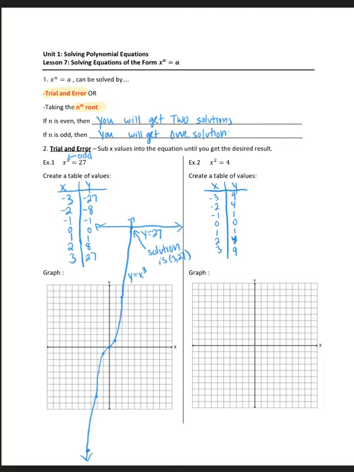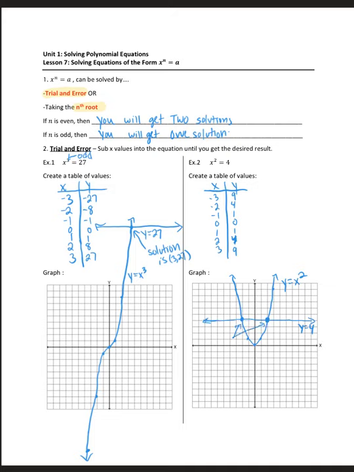So if we graph it, we should have a graph that looks something like this. This is going to be y equals x squared. Well, if we graph y equals 4 on this graph, we can see that these two graphs actually cross at 2 points. So we're going to have two solutions.